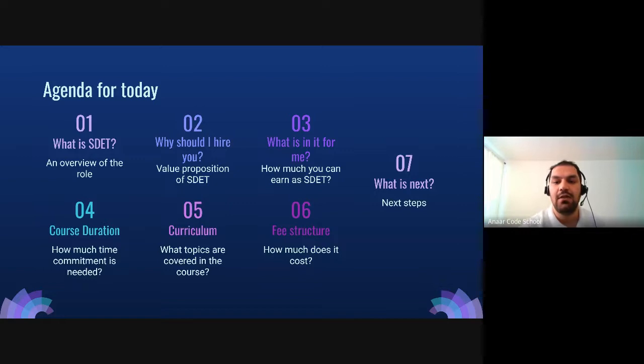And at the end of it, I will be talking about the fee structure, and then we will go about what are the next steps for you to take, what are the action steps that you need to take in order to enroll in the class. So before I get to any of these things, I actually want to clear a couple of things before I get to the details of the agenda for today.